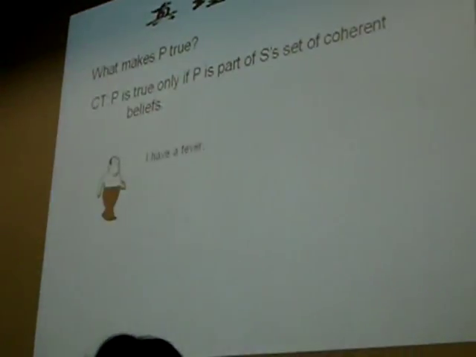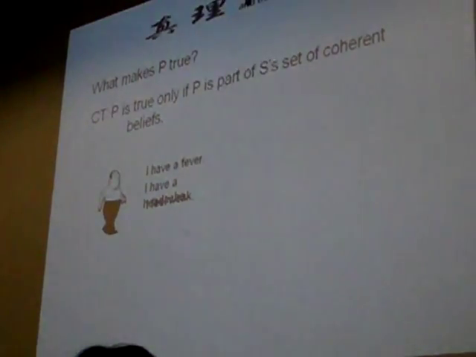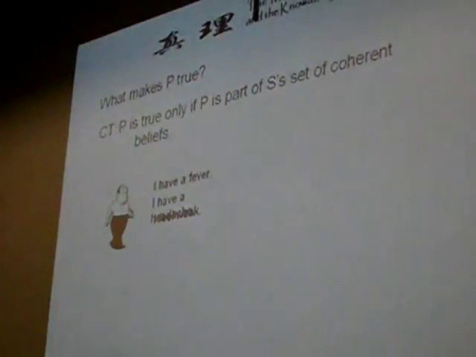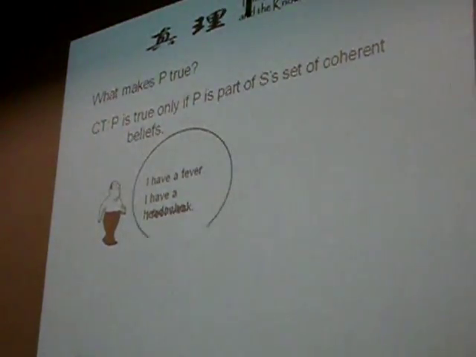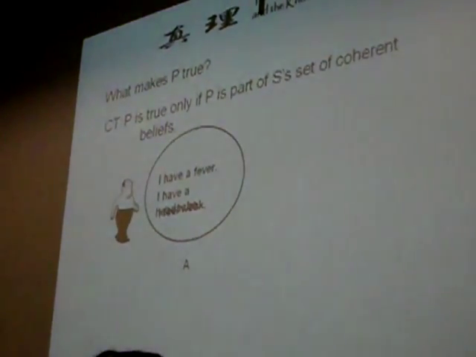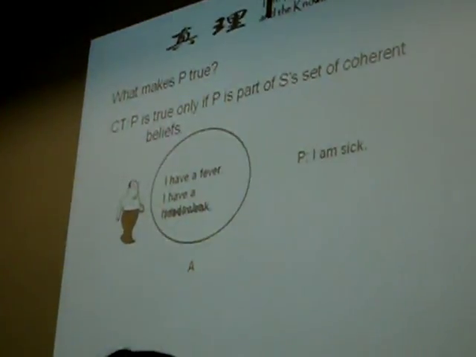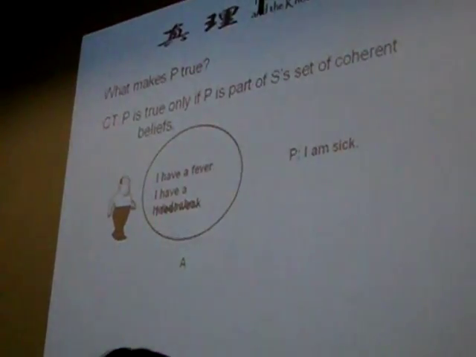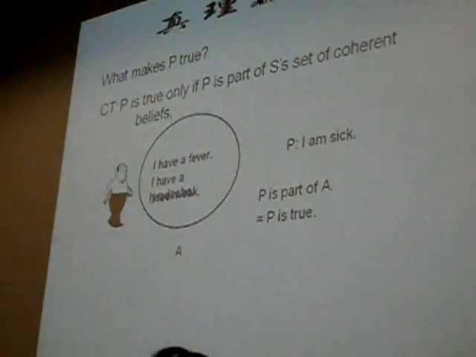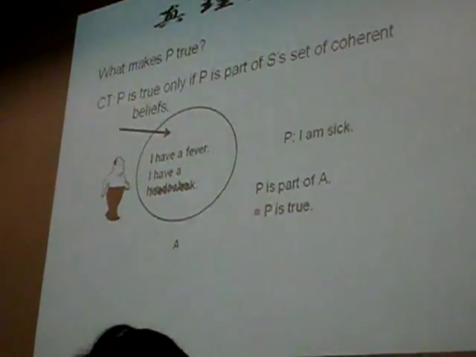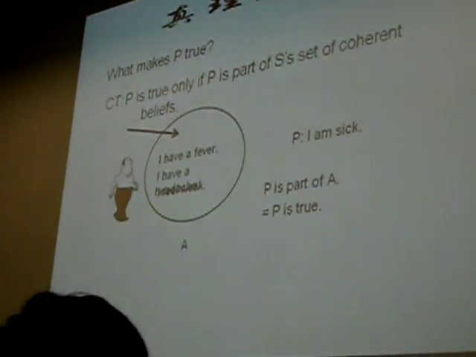Consider these propositions. I have a fever, I have a headache, and I feel weak. Those are the propositions. Suppose that this is set A. So what you have here is a coherent set of beliefs. And supposing you have this proposition, I am sick. This proposition is part of A. So referring to the criterion of C, since P is part of A, P is true. And it gives us a way of checking, because all you have to do is refer to the set of beliefs that you have.